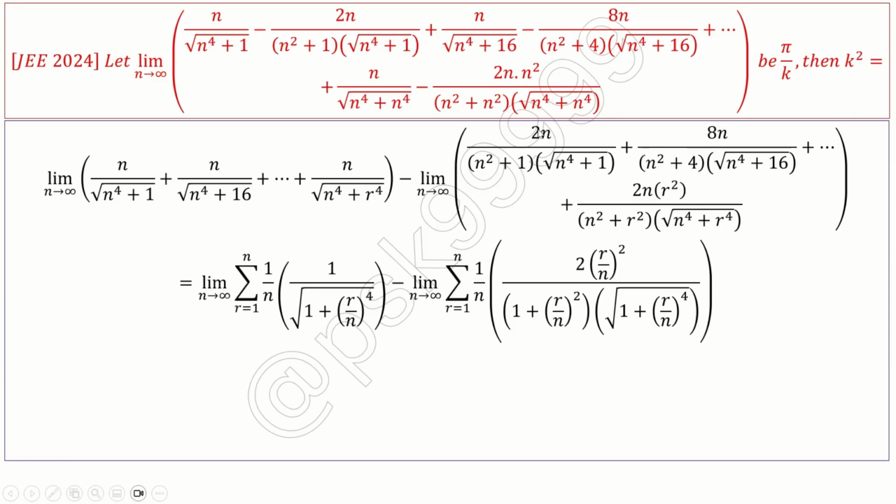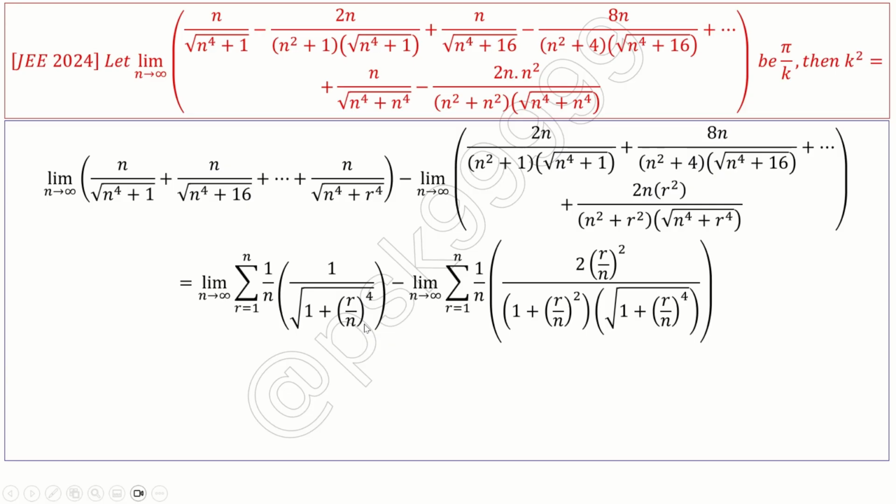So all I am left with is basically 2 times 1 by n, n cube. I need to account for n cube. 1 n square is here, 1 n is here, n cube. So this is nothing but sigma r equal to 1 to n, limit n tends to infinity, 2 times r by n whole square divided by 1 plus r by n whole square into square root of 1 plus r by n whole to the power of 4.